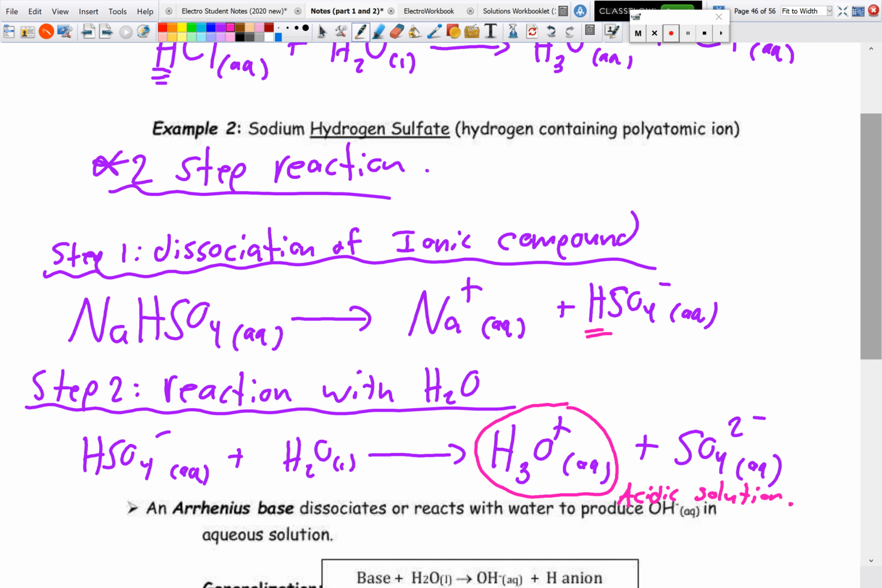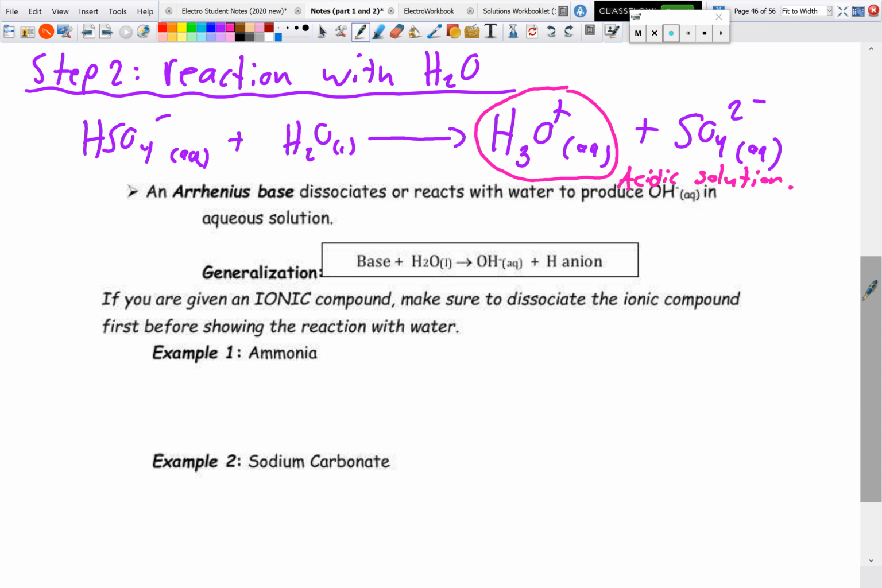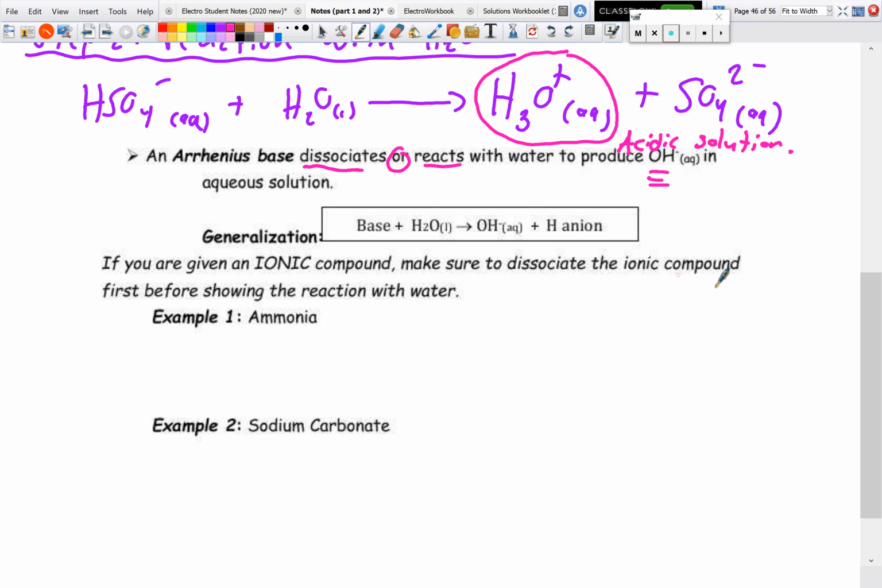Now, as for our bases, same thing, an Arrhenius base can dissociate or react with water to produce hydroxide. Now, as I said with the one up above, when ionic compounds come in contact with water, they dissociate. So if you do have an ionic compound, the first step is going to dissociate. Then if you don't get hydronium or hydroxide produced off the dissociation, then you can start looking for a reaction. And we are going to produce hydroxide because anything with hydroxide is considered a base, right? So for example, if you're given an ionic compound, make sure to dissociate the ionic compound first before showing the reaction with water. Or if you're just given a molecular compound, it's a one-step reaction with water.